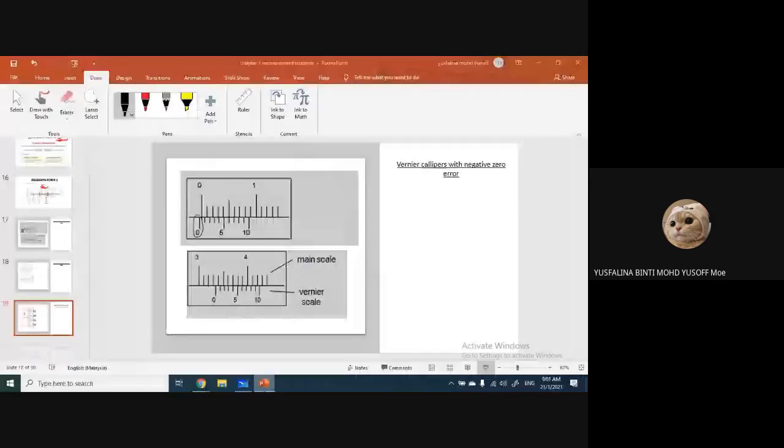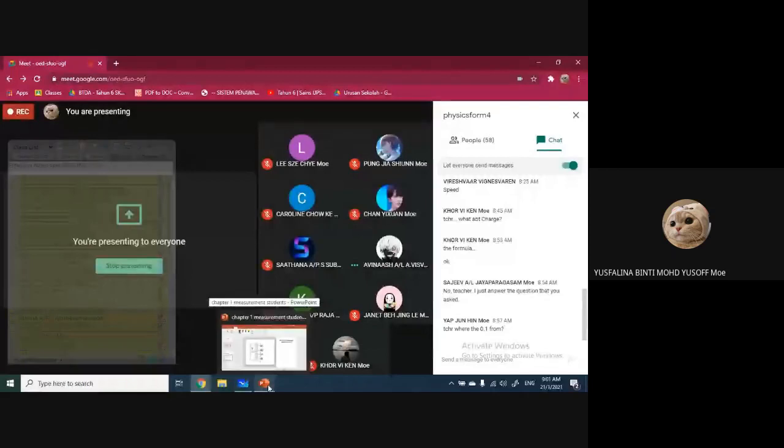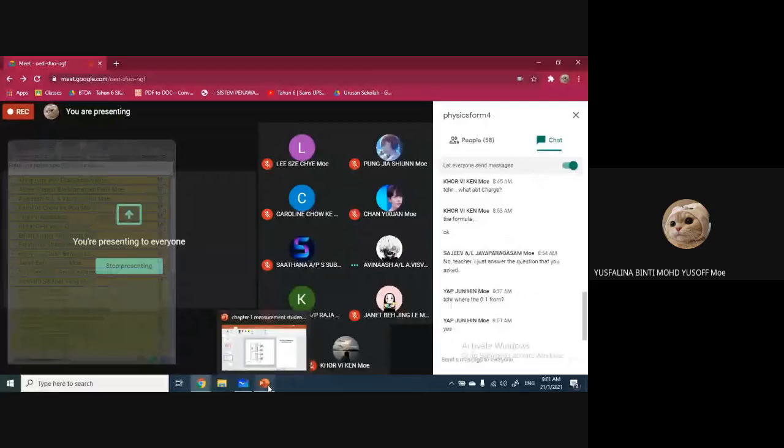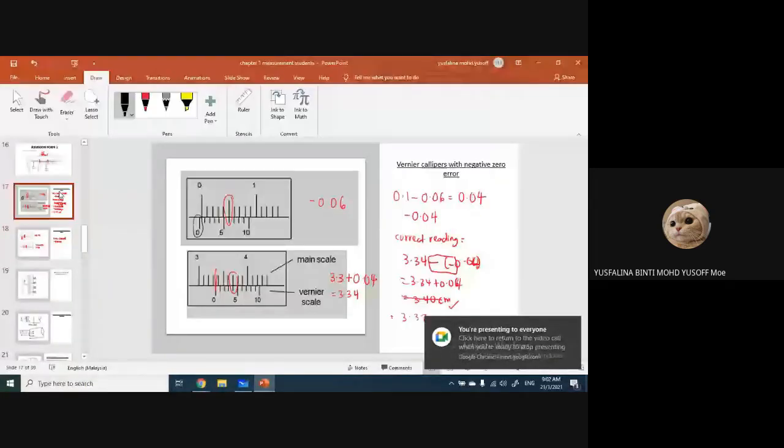Teacher, where does the 0.1 come from? You mean for the negative zero error for vernier calipers, is it? Yes. Alright, good question. Where does 0.1 come from?